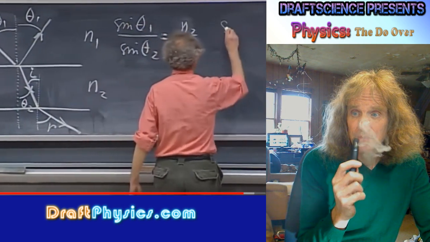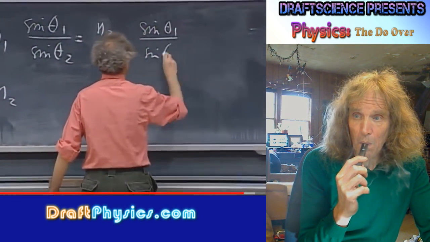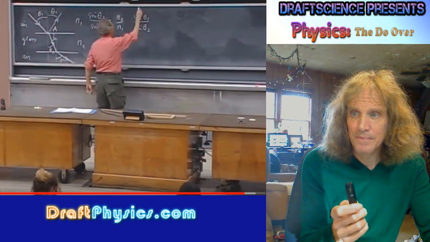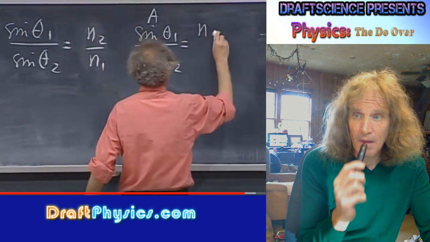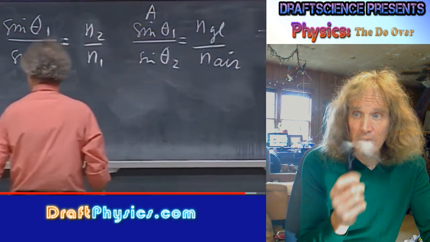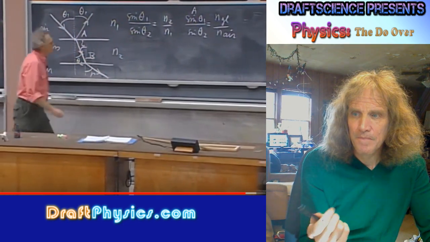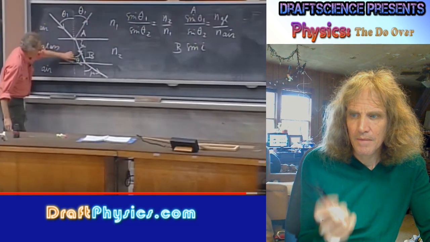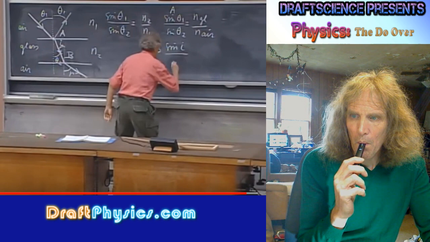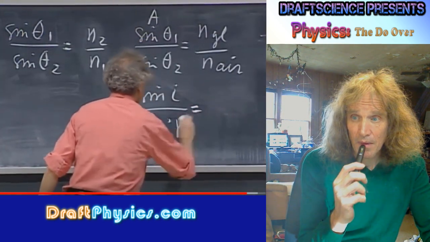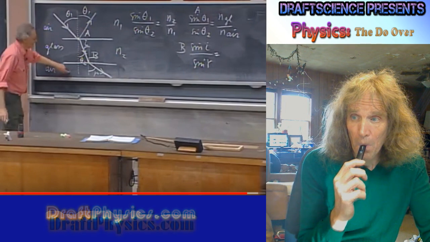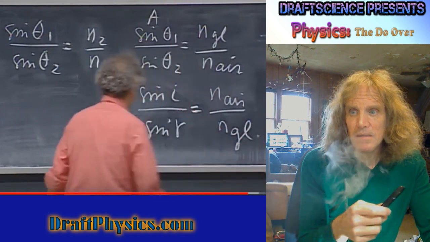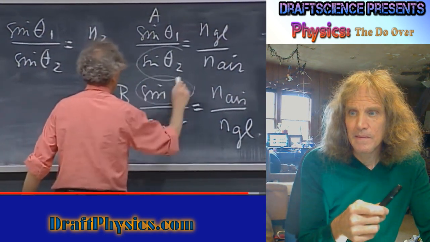You can easily see that because the sine of theta 1 divided by the sine of theta 2 at this transition, at point A, would be n of glass divided by n of air. And now we come to point B. At point B, we get the sine of this angle of incidence I, which we know is theta 2, that's obvious, divided by the sine of R, is now the one where we're going to, which is air, divided by the one where we were. So this is n air divided by n glass. And we already agreed that I is theta 2.